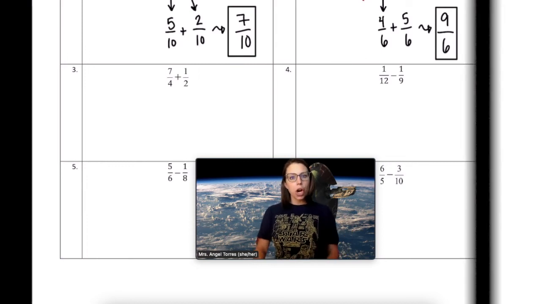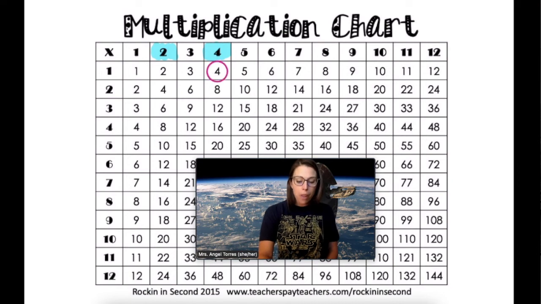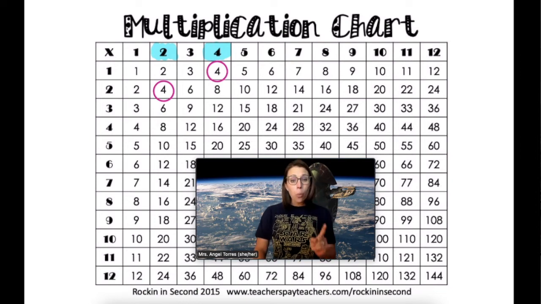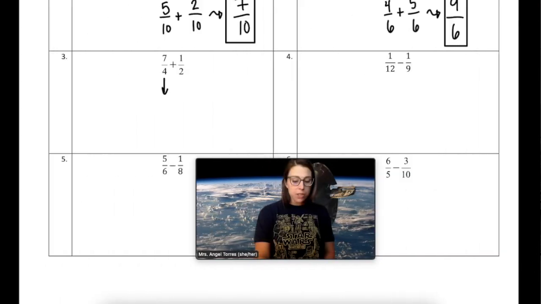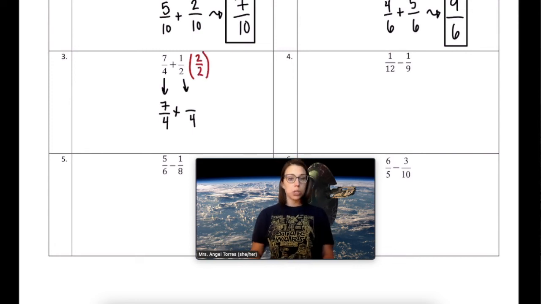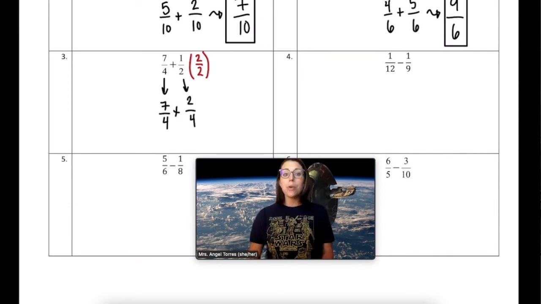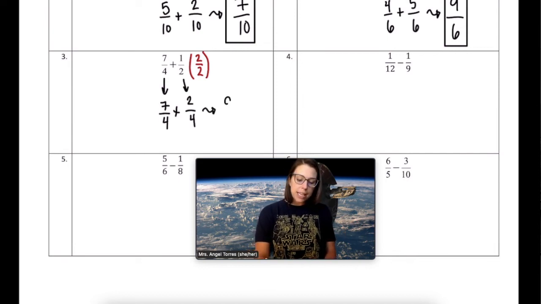Let's look at our multiplication chart. I have fourths and halves. They both go into 4. That's right. 4 is a multiple of 2, meaning I only have to change one of the fractions in my expression. Don't have to change the first one. We already have fourths. But how many fourths are in 1/2? We're going to multiply this by the big one, 2 halves, because 2 times 2 is 4. In the numerator, 1 times 2 is 2, so there are 2/4 in 1/2. Now we can add. 7/4 plus 2/4 is 9/4 total.